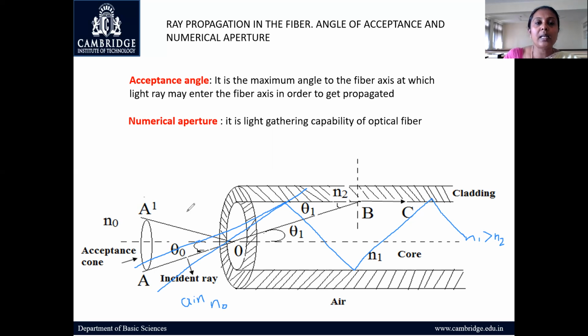So this we can understand. One is the acceptance angle, which is the maximum angle; within this angle, any ray which enters the optical fiber will undergo total internal reflection. And numerical aperture is the amount of light which is propagating through the optical fiber. So that is called the numerical aperture. So let us derive an expression for the acceptance angle and the numerical aperture.